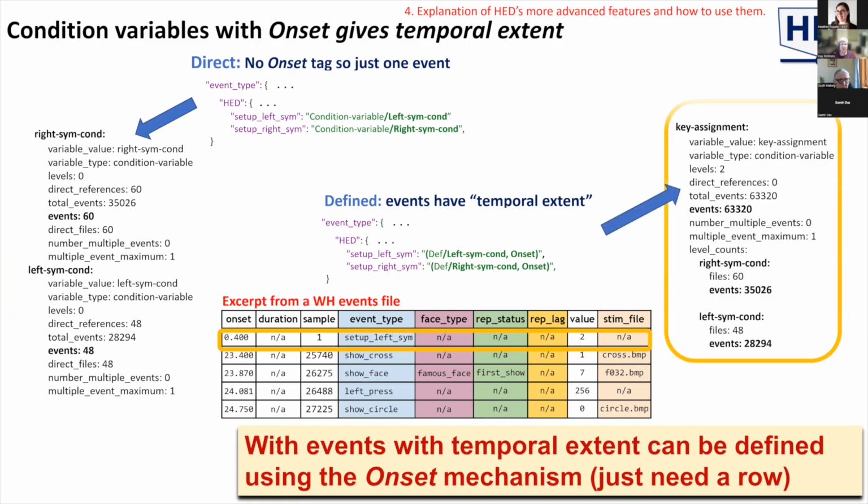When you do the summary for that event, you still get the same number of total events, but it shows that there are now 28,000 left symmetry condition events corresponding to the 48 files that use left symmetry condition as the event. So that's the difference between those.